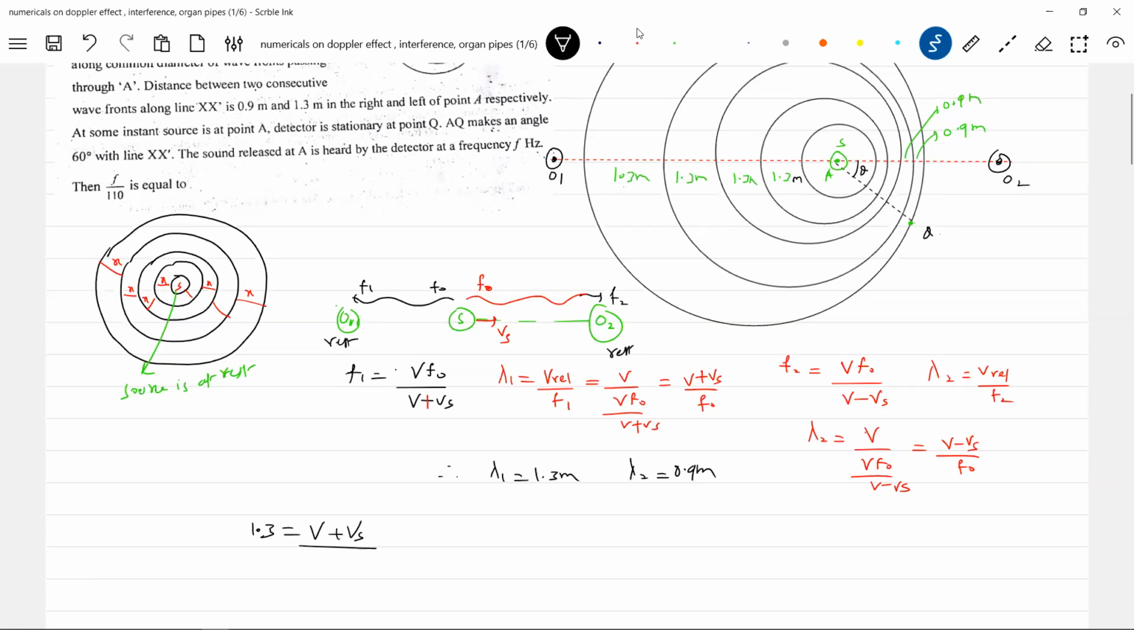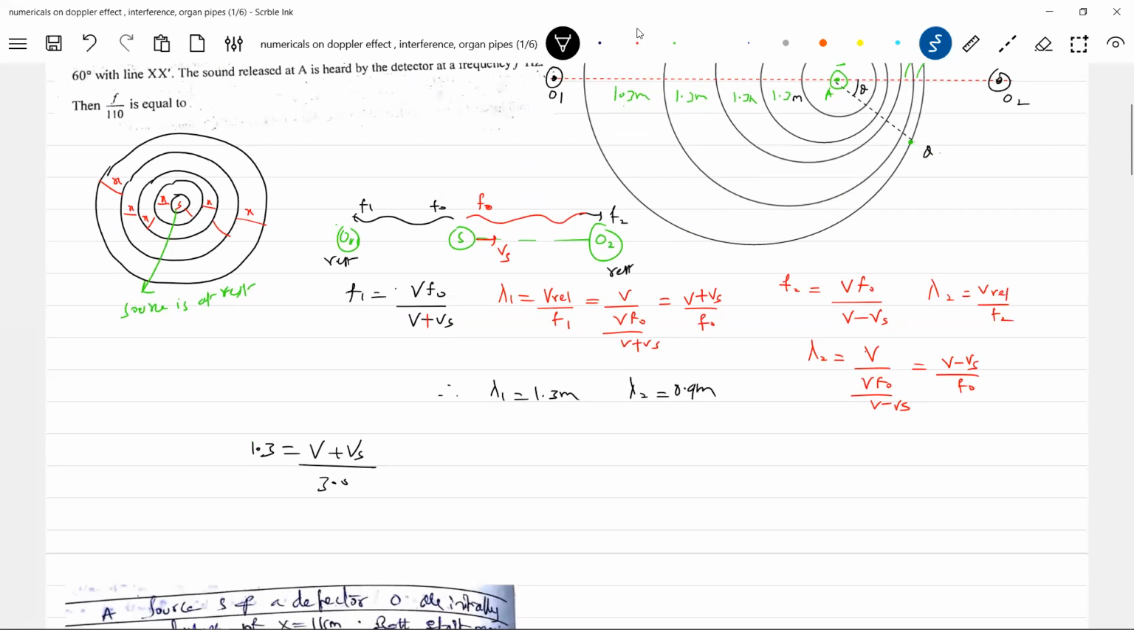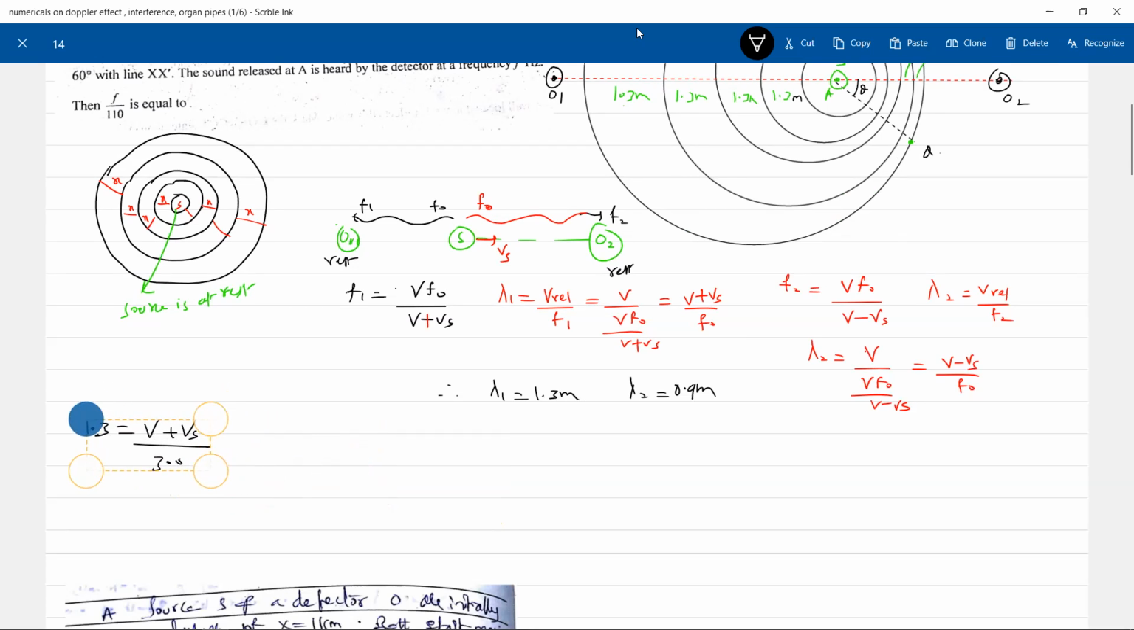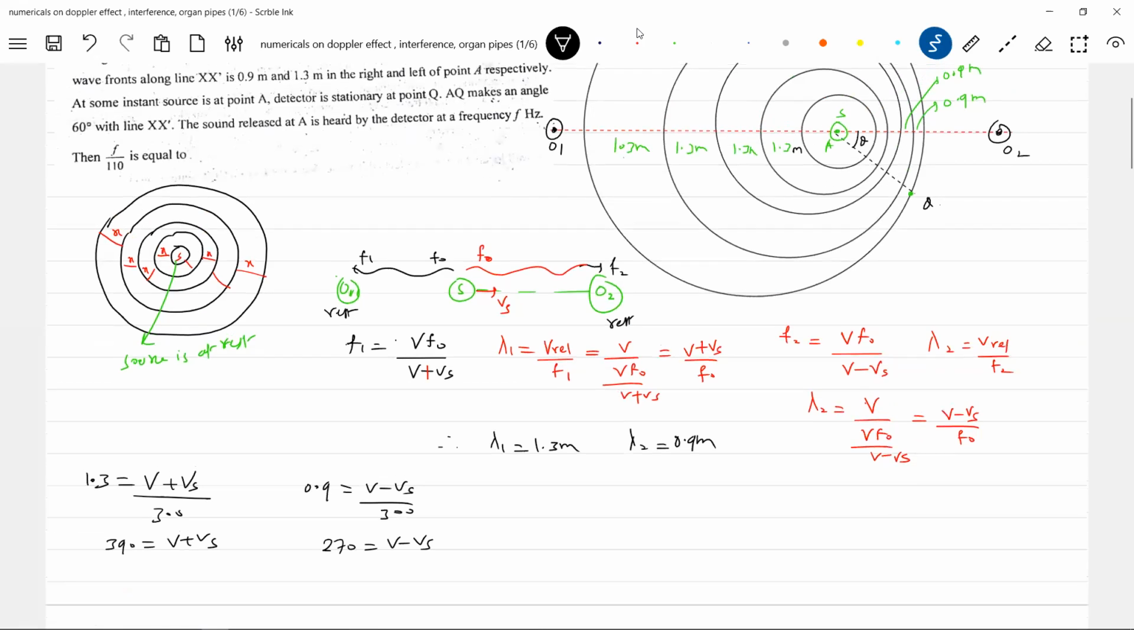V plus Vs, both are unknown. F naught is how much? F naught is 300. Then similarly, 13 into 3, 39, so 390 equals V plus Vs. Similarly, looking at this, lambda 2 is 0.9. Solving these two equations will get V and Vs. Okay, after this, he didn't ask these things, no?